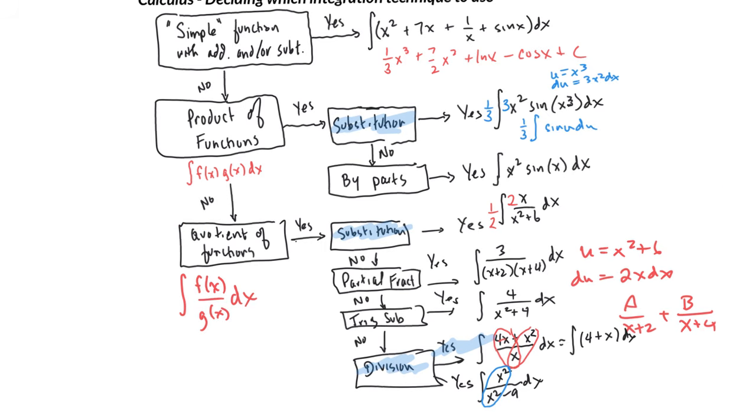Is it a simple thing? If it's a product, check substitution. If that doesn't work, do by parts. If it's a quotient, you have a lot of things to check. Substitution first, and then maybe partial fractions, trig substitution.